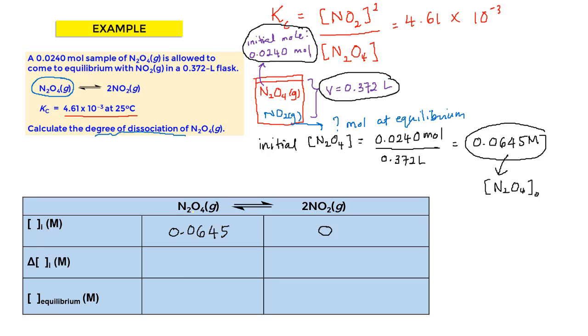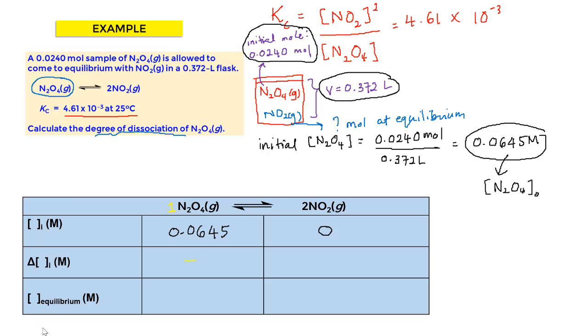Some of N2O4 undergoes decomposition ataupun mengalami tindak balas. Sebahagian daripada N2O4 mengalami penguraian menghasilkan NO2. Sedikit demi sedikit, 0.0645 ini berkurang, menghasilkan 2 mol of NO2. So, pengurangan itu sebanyak mana? Kalau kita tengok kat sini, secara stoichiometry, sini 1 mol. Tetapi kita nak tahu amount dari segi concentration tu kita tak tahu. So, kita wakilkan the change in concentration dalam bentuk unknown.